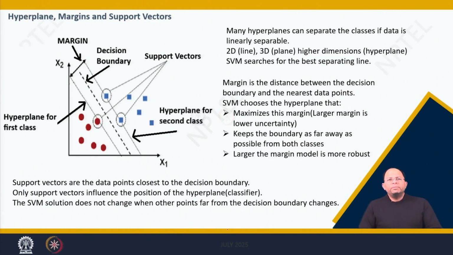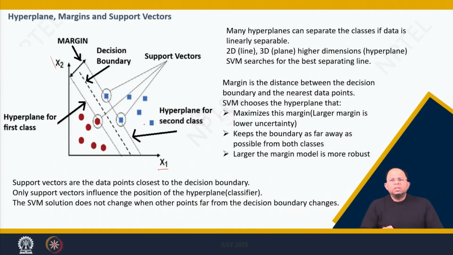So over here we will show you the concept of hyperplane margins and support vectors. I have a 2D space with two features, x1 and x2, and these are the different points. Each point has an x1 and x2 value, and we need to find out which class each point belongs to. Of course, there are two classes: one is the red circles and the other is the blue squares. How do I separate them?